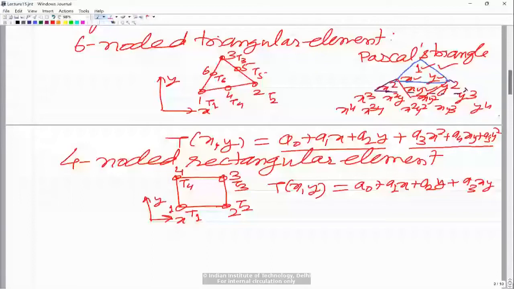So now, like the four-noded, you can have an eight-noded rectangular element. Similarly, you can have a nine-noded rectangular element, and most of the time we limit to these. If you are using packages, you will find that packages would have the three-noded triangular element, six-noded triangular element, four-noded quadrilateral or rectangular element, eight-noded quadrilateral or rectangular element, and nine-noded. So these are the most commonly used finite elements in 2D.